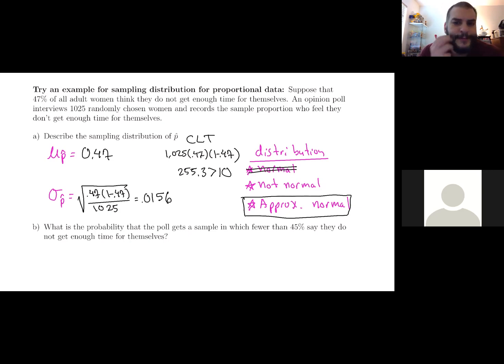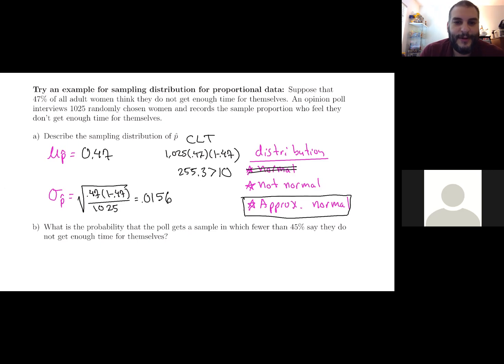Cool, thanks, Alan. All right, that's it for part A. That's all you have to do for part A. Anytime you see describe the sampling distribution, that's all you have to do. The only thing you have to be careful about is whether it says describe the sampling distribution of a sample mean or of a sample proportion, because you're going to use different formulas. All right, everybody good for part A?